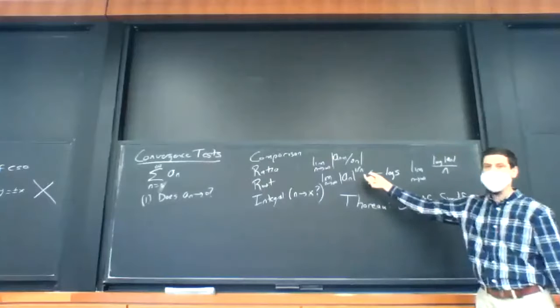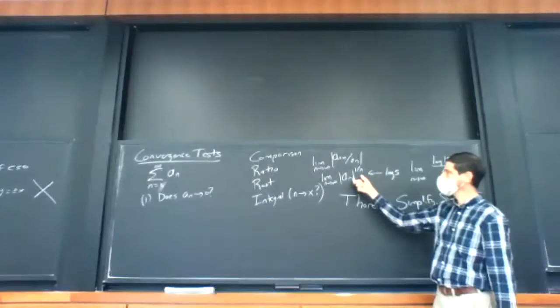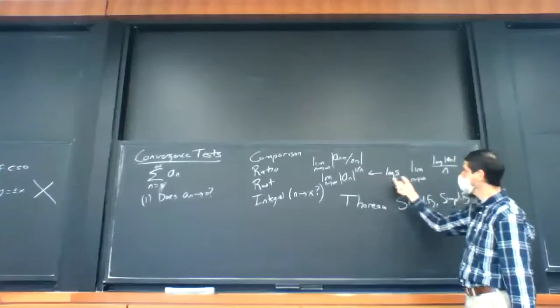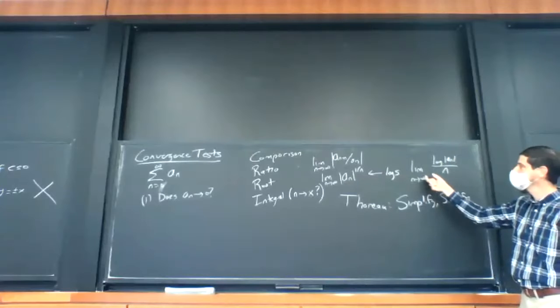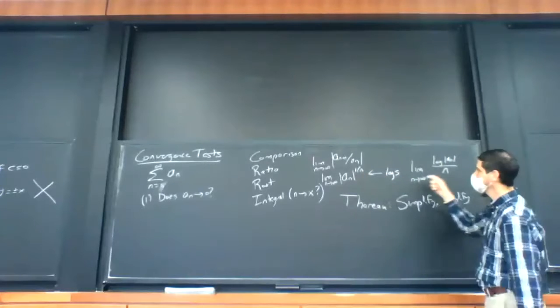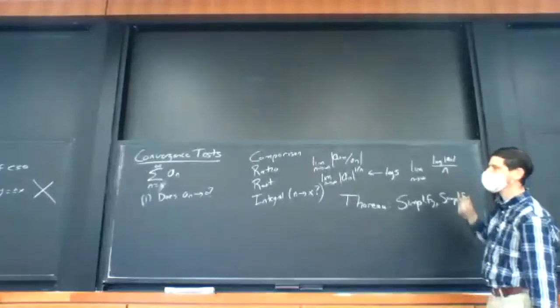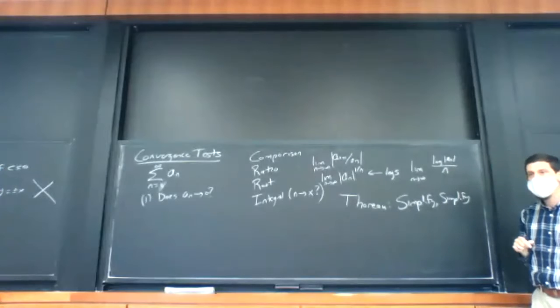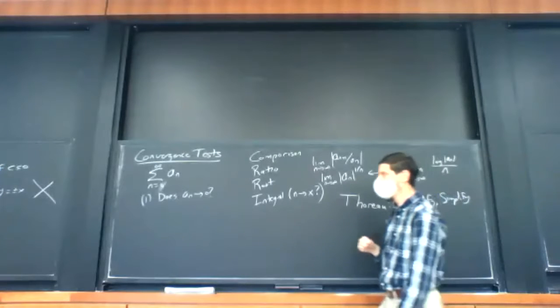So if I want to take the nth root, rather than looking at the limit of a_n to the 1 over n, it might be easier to look at the limit as n goes to infinity of the log of this, which would be the log of a_n divided by n. And that might just be an easier calculation to do.